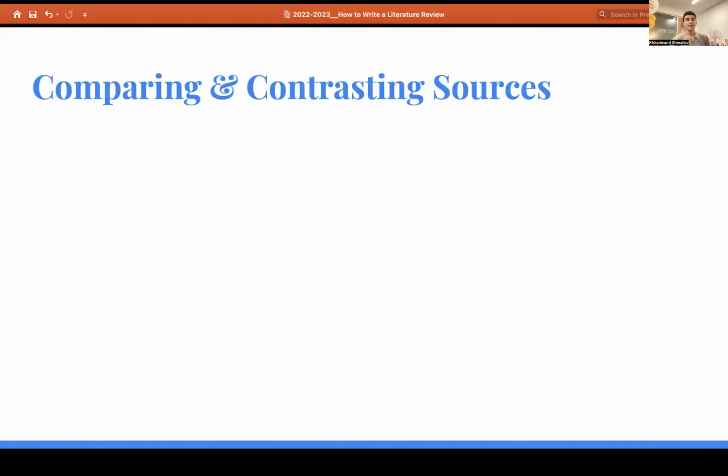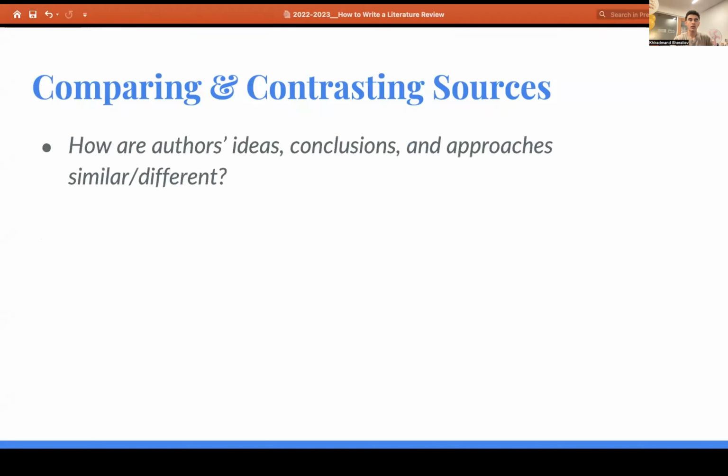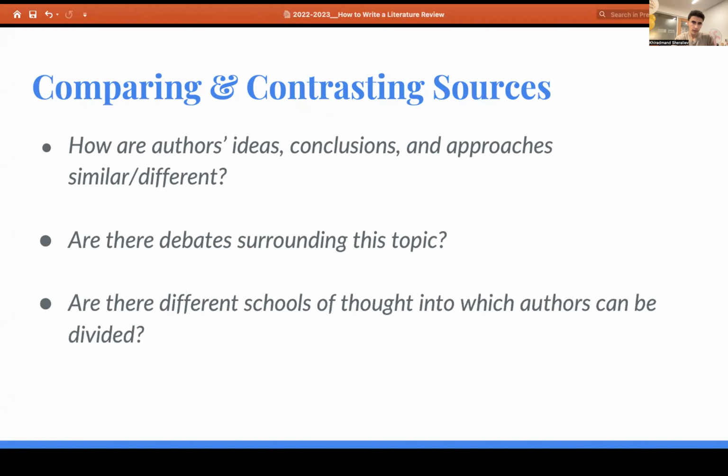And then the next is comparing and contrasting sources. So for this part, you need to focus on how authors' ideas, conclusions, and approaches are similar and different. Are there debates surrounding this topic? Are there different schools of thought into which authors can be divided? So here you compare, right, the differences and similarities among authors, right?